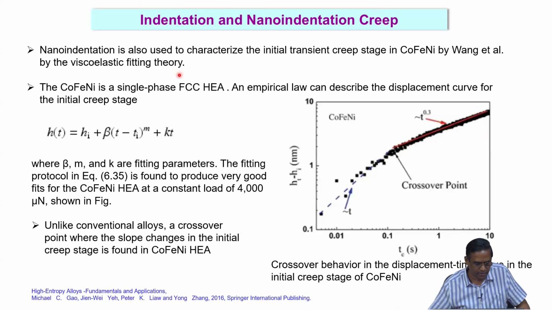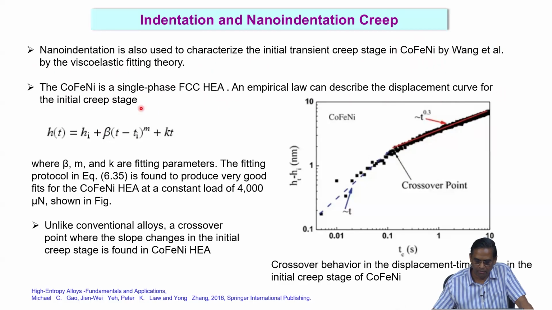So this is another way of looking at this data. Nano indentation is also used to characterize the initial transient creep stage of any alloy, but in this case what we are showing is cobalt, iron, nickel by Wang et al. They are using this viscoelastic fitting theory. It is again a single phase FCC high entropy alloy.